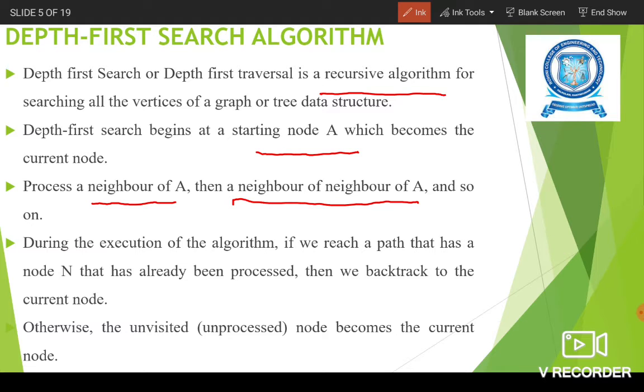During the execution, if we found that a particular node is processed node, then no need of revisit again, just backtrack to the current node. So if the node is not processed, then you can make that node as the current node. Okay, so the same process is repeated.